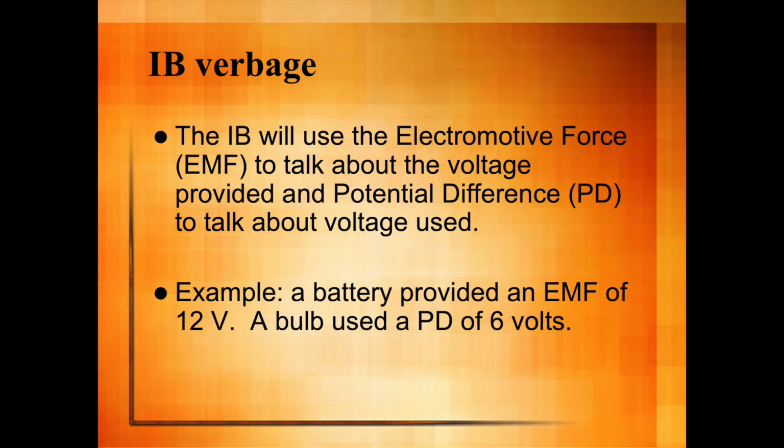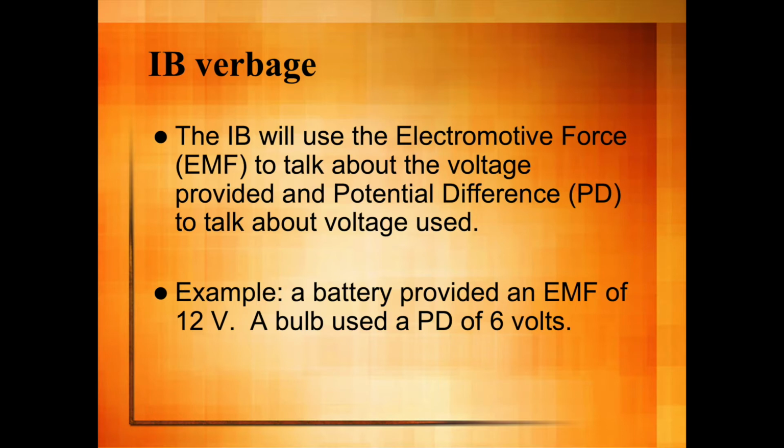When we're looking at the specific IB verbiage, the IB will always use the electromotive force to talk about the voltage provided and the potential difference to talk about the voltage used. And so if you look at the Holt text, sometimes it'll just say you have a certain amount of voltage provided by a battery, and then it'll talk about how much voltage is used in a given resistor, or it'll talk about a voltage drop or something like that.